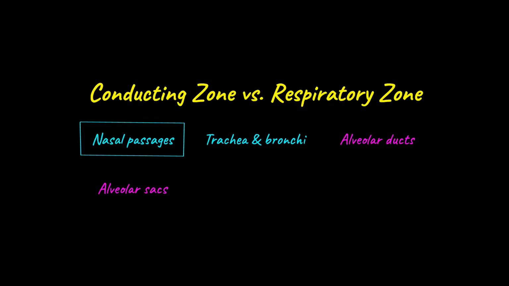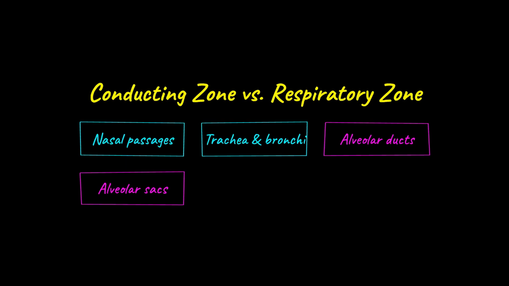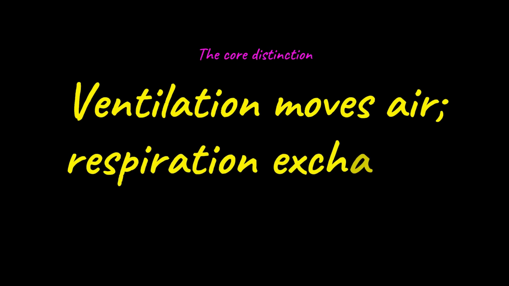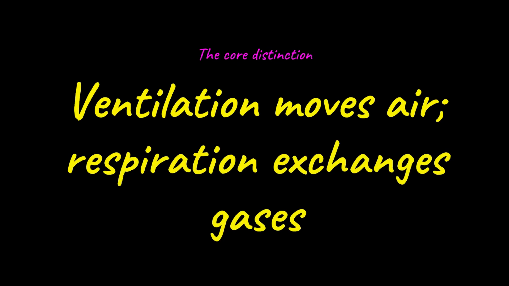The respiratory tract is divided into two zones. The conducting zone, nasal passages, trachea, and bronchi, warms, filters, and moves air but has walls too thick for gas exchange, forming the anatomical dead space. The respiratory zone, beginning at the respiratory bronchioles and ending in the alveolar ducts and sacs, is where actual gas exchange occurs. The essential contrast to remember is this: ventilation is the bulk movement of air driven by the diaphragm, while respiration in the physiological sense is the molecular exchange of gases at the alveolar surface. The alveoli are exactly where those two processes meet.